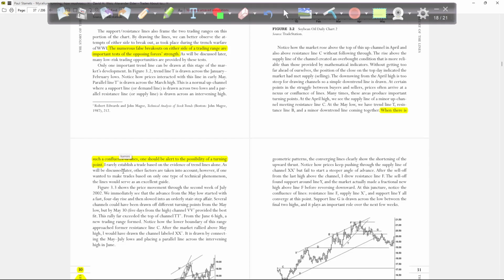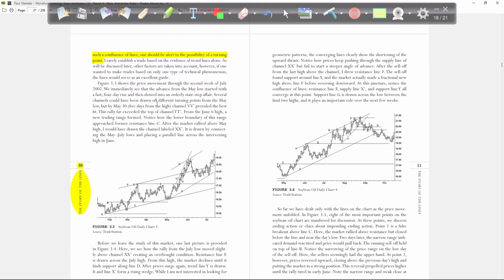I rarely establish a trade based on the evidence of trend lines alone. As will be discussed later, other factors are taken into account. However, if one wanted to make trades based on only one type of technical phenomena, the lines would serve as a guide. Figure 3.3 shows the price movement through the second week of July 2002.